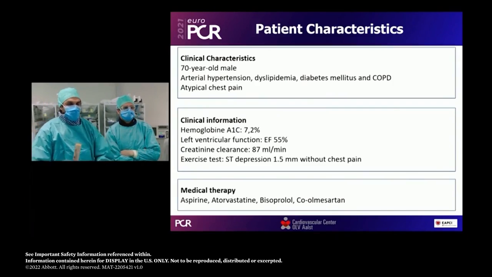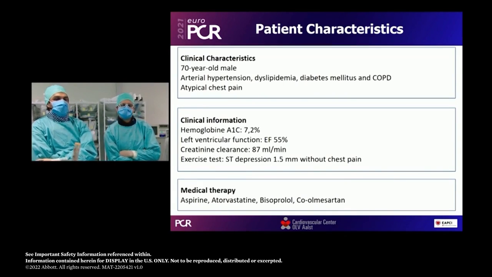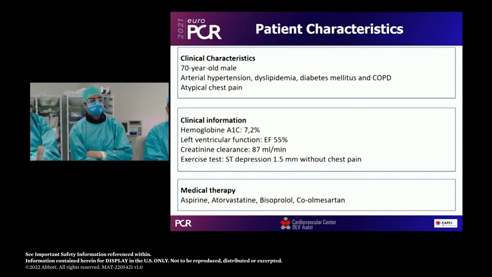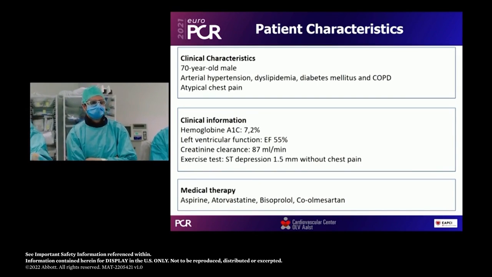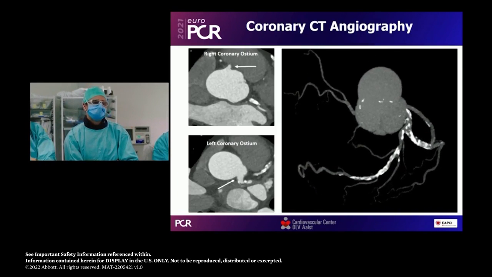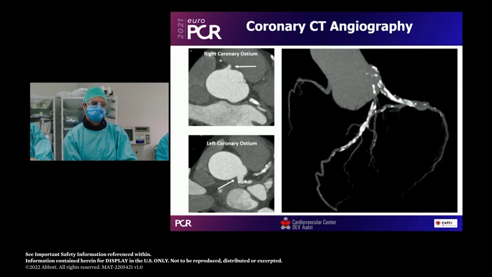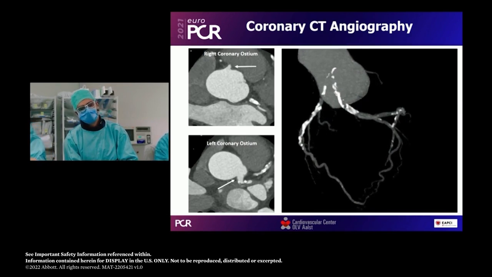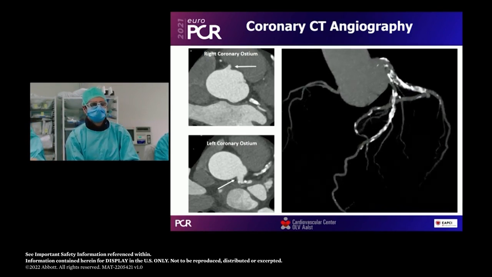Thank you, Carlos. We propose to you a 70-year-old man with the common risk factors, diabetes and COPD. He came to our hospital with typical chest pain. He had normal left ventricle function, normal renal function, and a positive exercise test. On coronary CT scan, we can identify the right and the left coronary ostium, with the posterior takeoff of the left main, and as you can see on 3D reconstruction on the right, a long calcified lesion on the LAD with a very short left main.